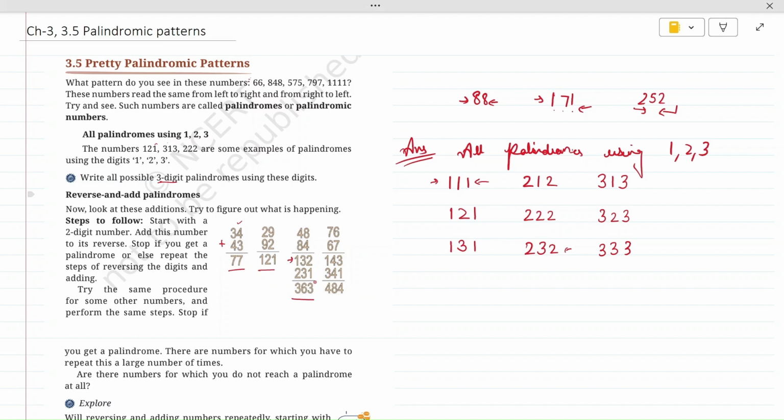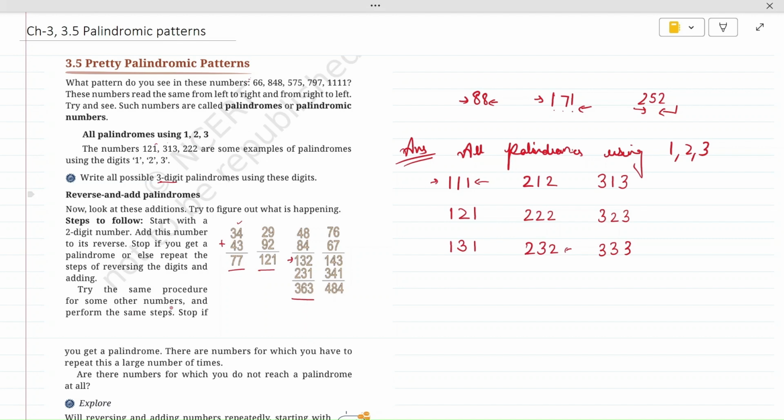Okay, so the steps to follow written here are: start with a 2-digit number, add this number to its reverse. Stop if you get a palindrome. Or else, if we are not getting a palindrome after addition, like in this particular scenario, repeat the steps of reversing the digits and adding. So we have to reverse the addition, and then we have to add again, and this time we will get a palindrome number. And if again we are not getting one, we have to repeat the process.